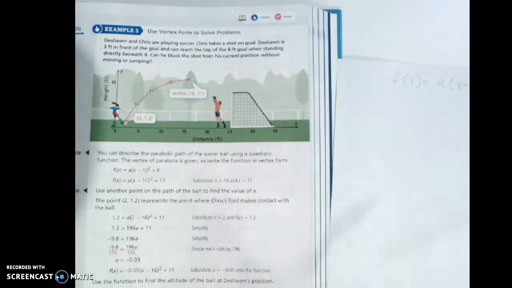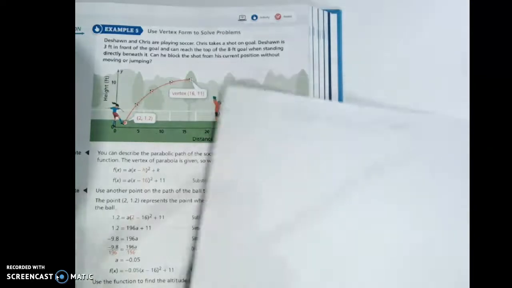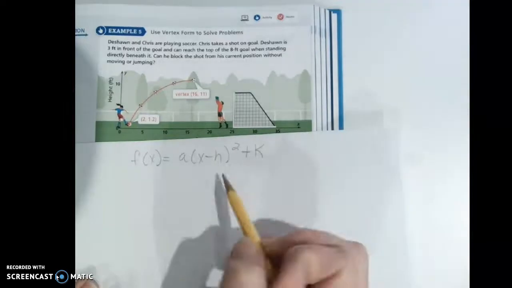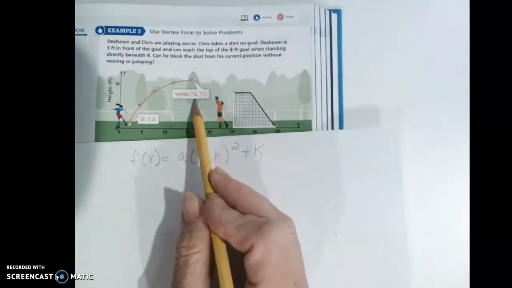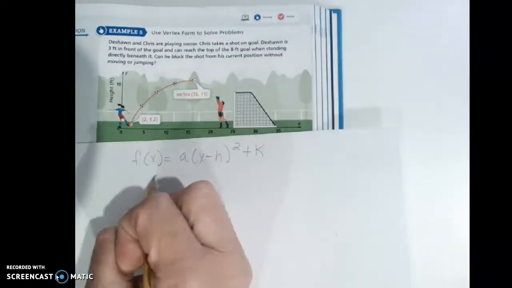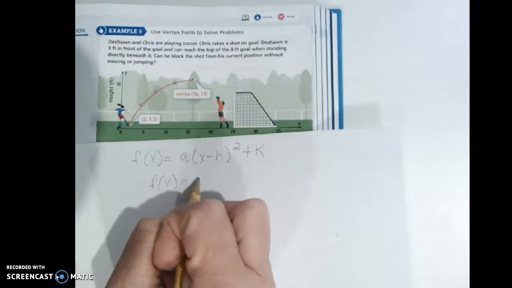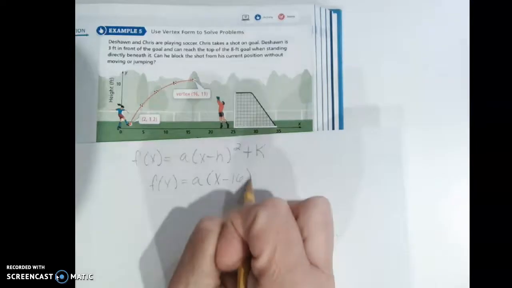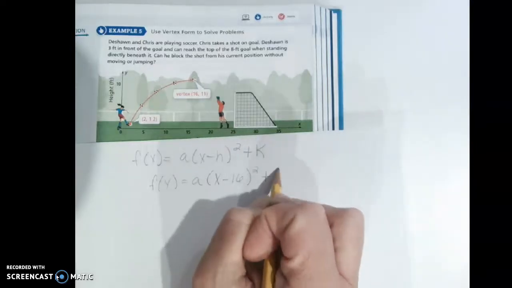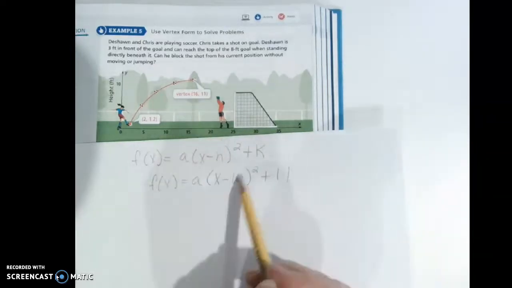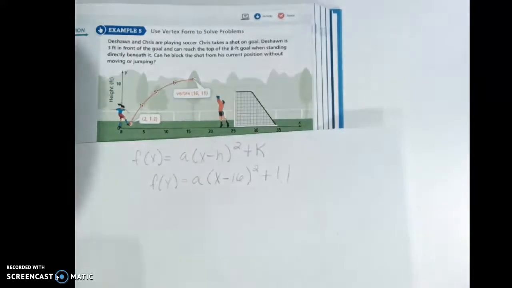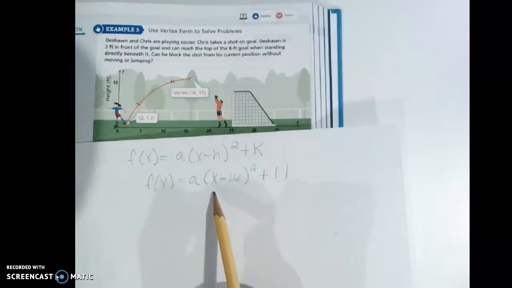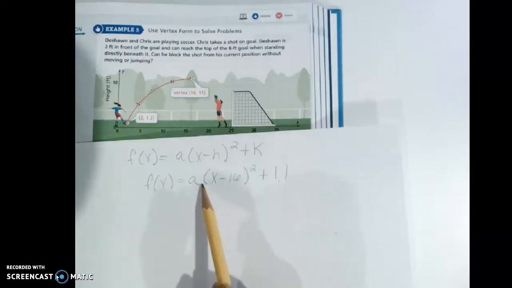So we're starting with the equation in vertex form. We're going to go ahead and substitute in the vertex right here. So we would have f(x) is equal to a times (x minus 16) squared plus 11. All I did was take that vertex and put it into the vertex form. The problem that we have now is we have too many variables going on. So we have to find out what a is.